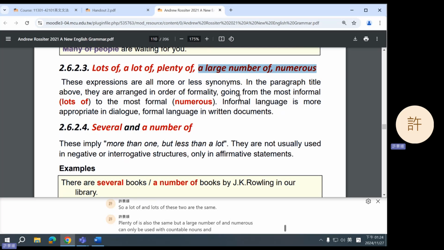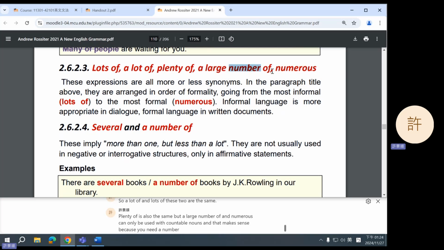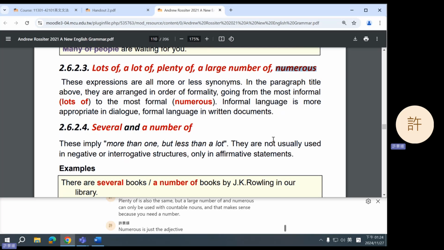But "a large number of" and "numerous" can only be used with countable nouns. And that makes sense because you need a number. "Numerous" is just the adjective form of number. So if you're talking about a number, you have to be able to count. So these two can only be used with countable nouns. You can't say "a large number of money." You can say "a large amount of money."